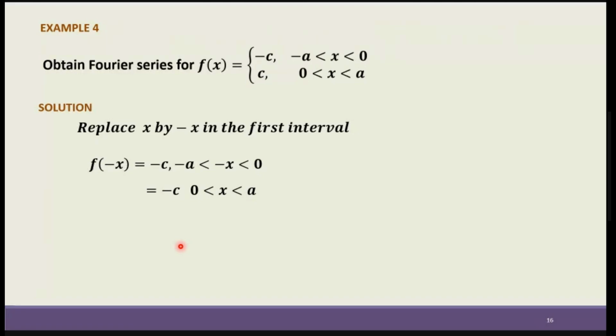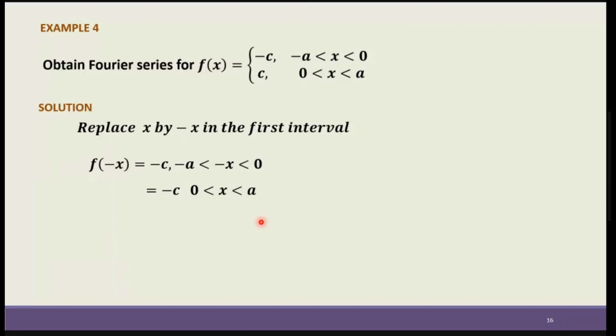ठीक है? तो यहाँ पे x नहीं दिया है, मतलब f of minus x की वैल्यू भी सेम ही होगी यहाँ पे. Clear this part? So f of minus x is minus c, which means that minus c is the negative of this interval. So it is an odd function, which means that a0, an are 0 and bn we have to calculate. ठीक है? Clear this part? ये कैसे odd function हुआ? All of you? Okay, Aftab, you have told neither even nor odd.